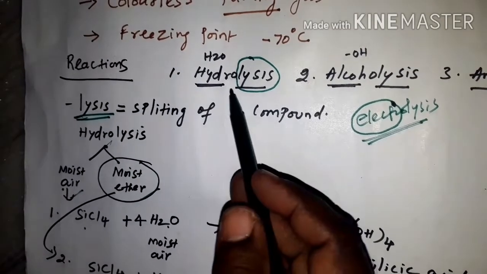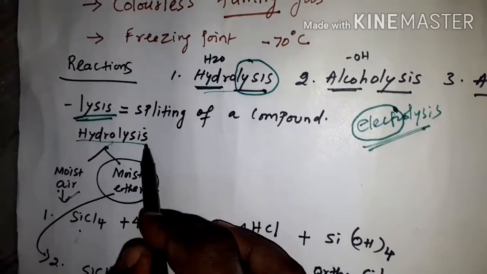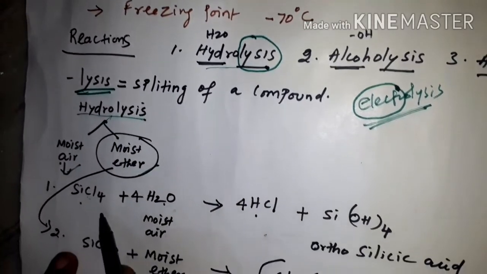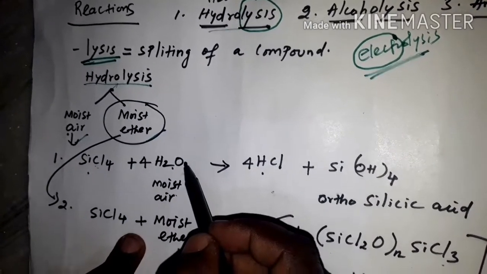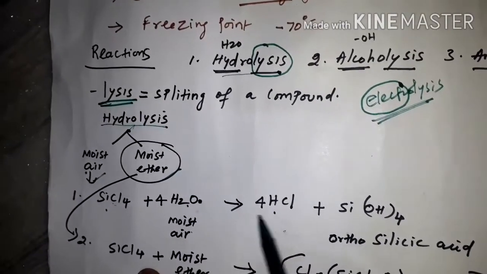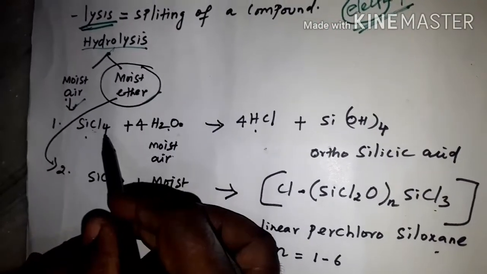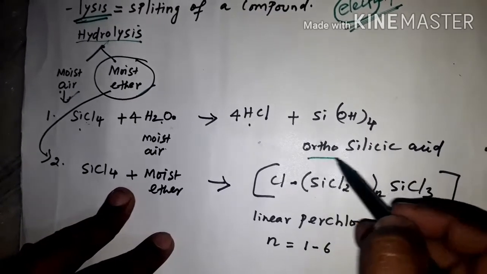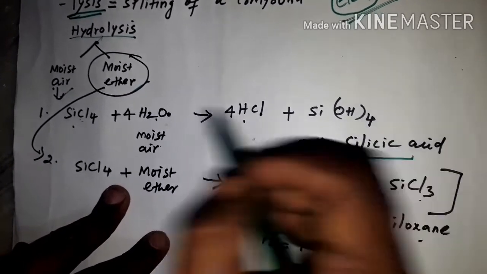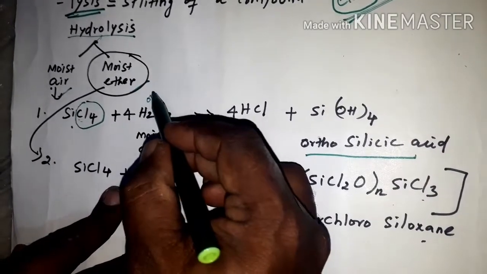So first we will see hydrolysis. In hydrolysis, silicon tetrachloride SiCl4 reacts with moist air, whose formula is H2O. So what will happen here? The silicon tetrachloride is decomposed. We are getting orthosilicic acid, Si(OH)4. The 4 chlorine atoms are replaced by OH.